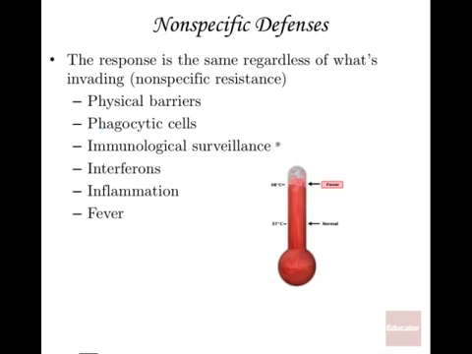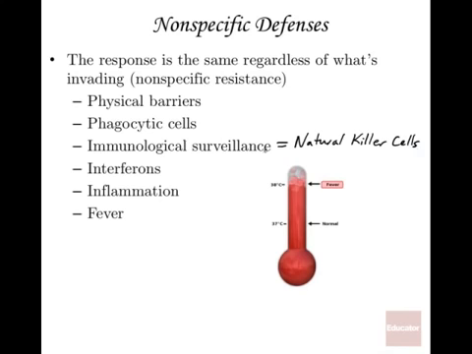Immunological surveillance. This is pretty much equal to what the natural killer cells are doing. NK cells. Natural killer cells. These are white blood cells whose job it is to kill your own body cells that are becoming abnormal.